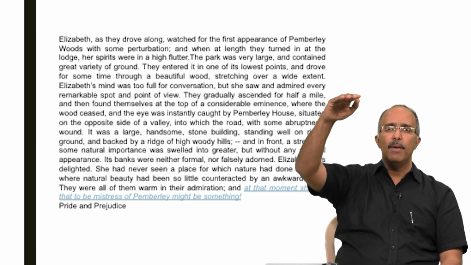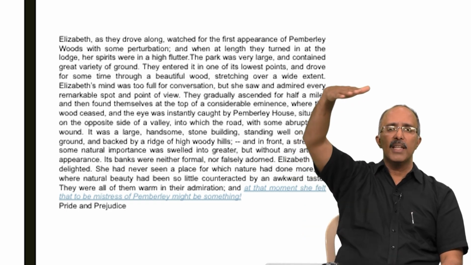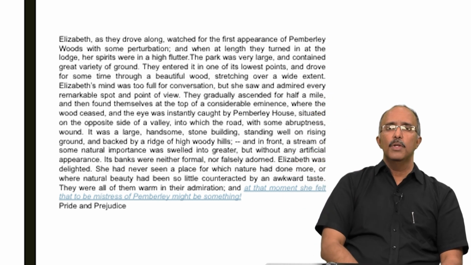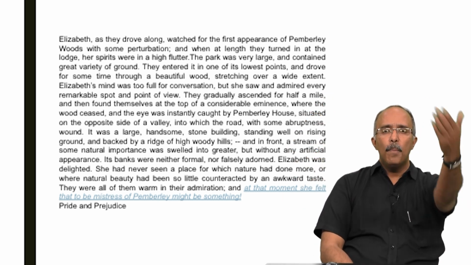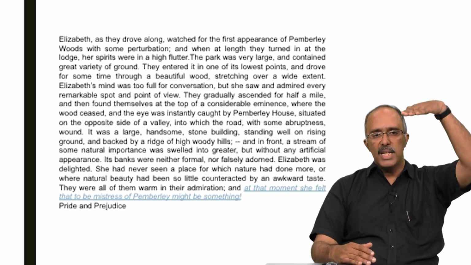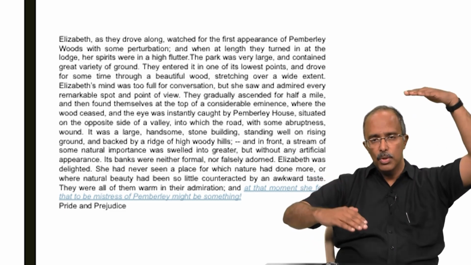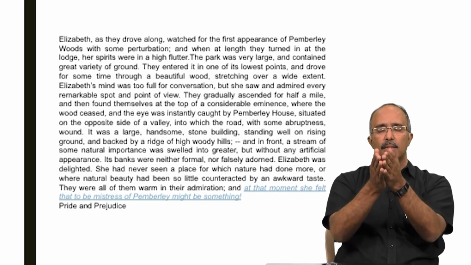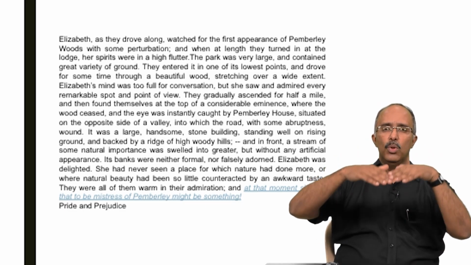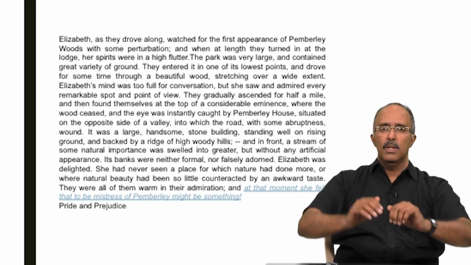They ascended for half a mile and then found themselves at the top of a considerable eminence, where the wood ceased, and the eye was instantly caught by Pemberley House, situated on the opposite side of a valley. Please remember what I have said. A prospect view is where you stand here and look at the land stretched out. You stand at a higher level. Now here, this is what Austen says. You stand at the top of an eminence and you look down at Pemberley House set in a valley.